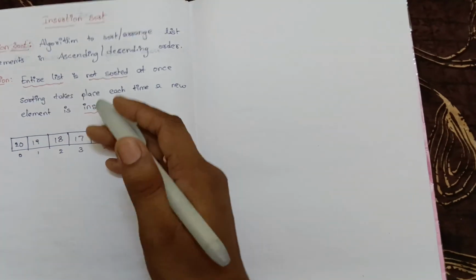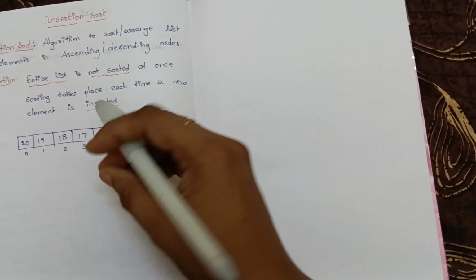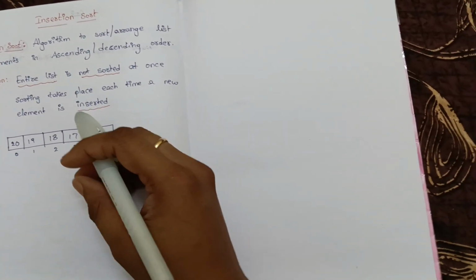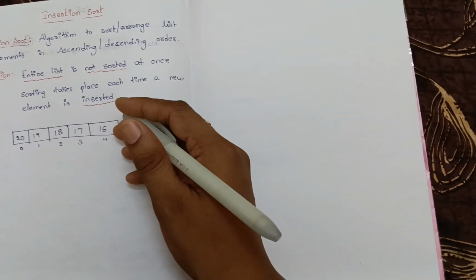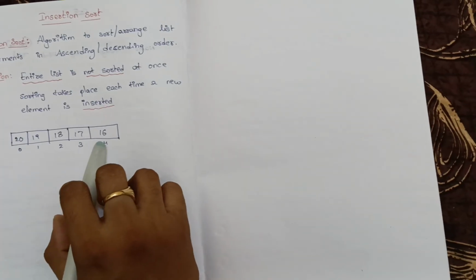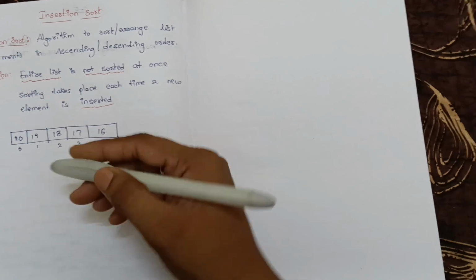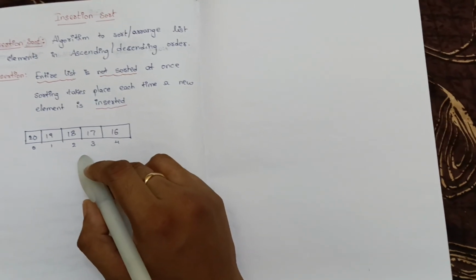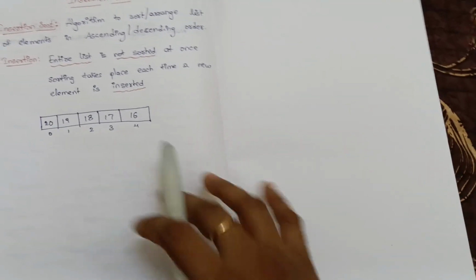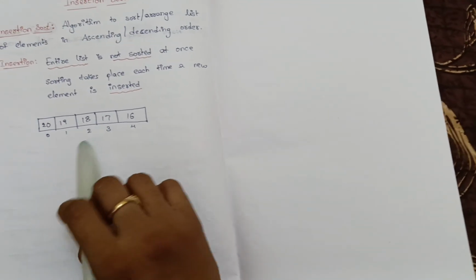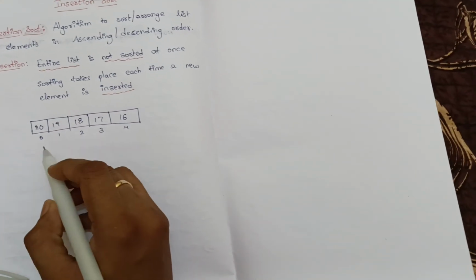I'll justify this insertion term, and how the sorting happens when any element is inserted into the list, while explaining the sorting algorithm. Now this is the list I would like to sort. It is completely in descending order and I would like to sort it in ascending order. As I told you already, we don't consider the entire list at once. First we'll consider one element. Let's say 20 is inserted.